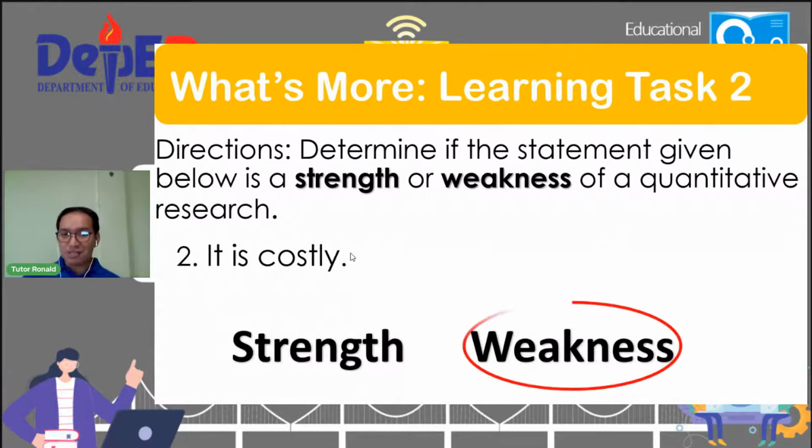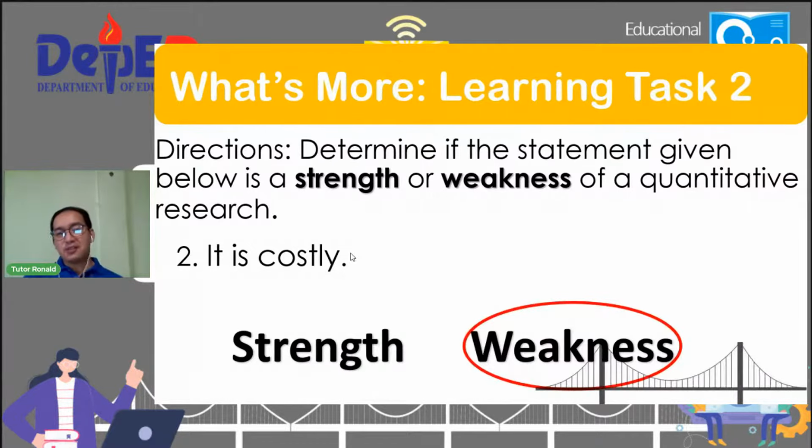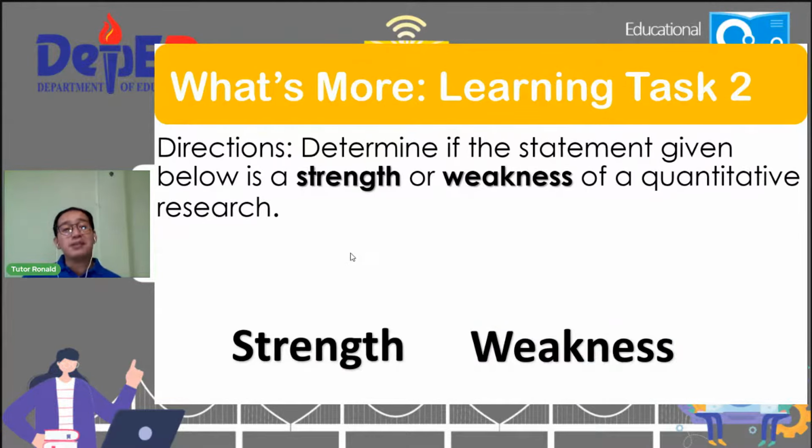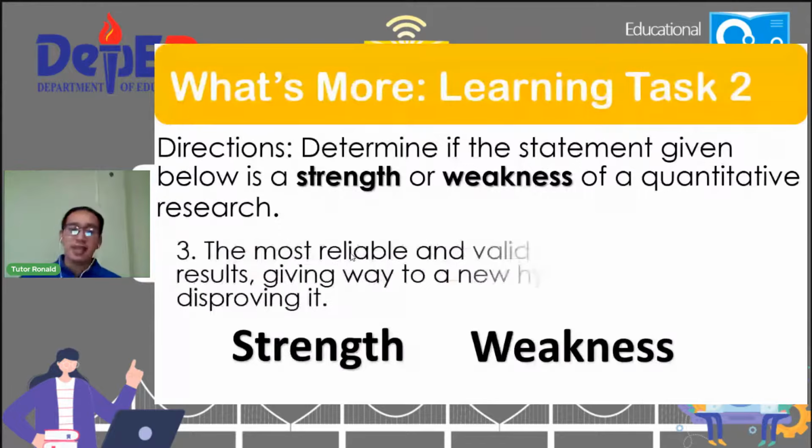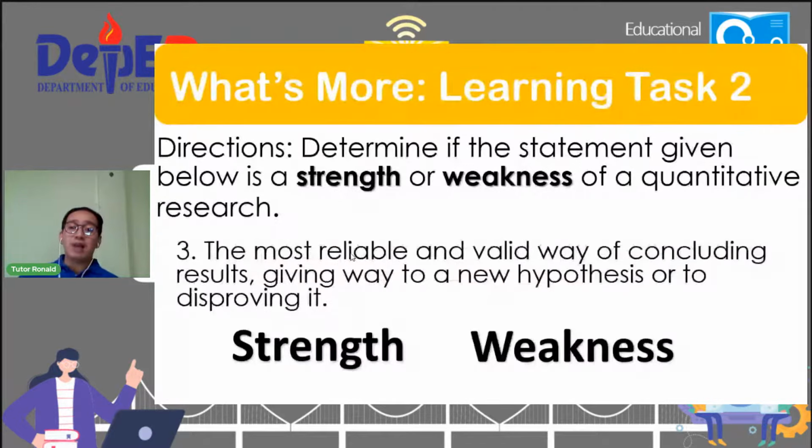So, of course, weakness. So, sino nga bang papayag na strength ang magastos? So, weakness po yan. The most reliable and valid way of concluding results, giving way to a new hypothesis or to disproving it. Is this a strength or weakness? It is a strength, yes.